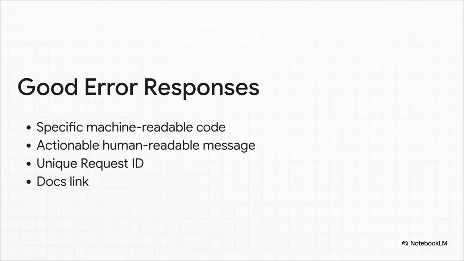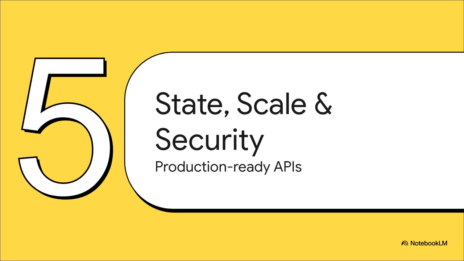And look, when you do return an error, it actually needs to be helpful. Following the RFC 7807 problem details standard, a perfect error response includes a specific machine-readable code, a highly actionable human-readable message, a unique request ID for your logs, and a direct link to your documentation. But what should you absolutely never include? Internal stack traces or raw database errors. Exposing those to the public is a massive security risk. Just don't do it. Let's keep the pace up.